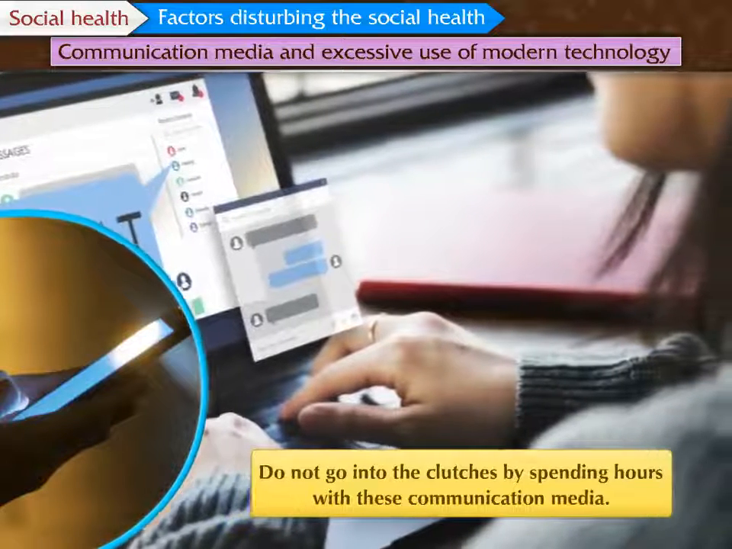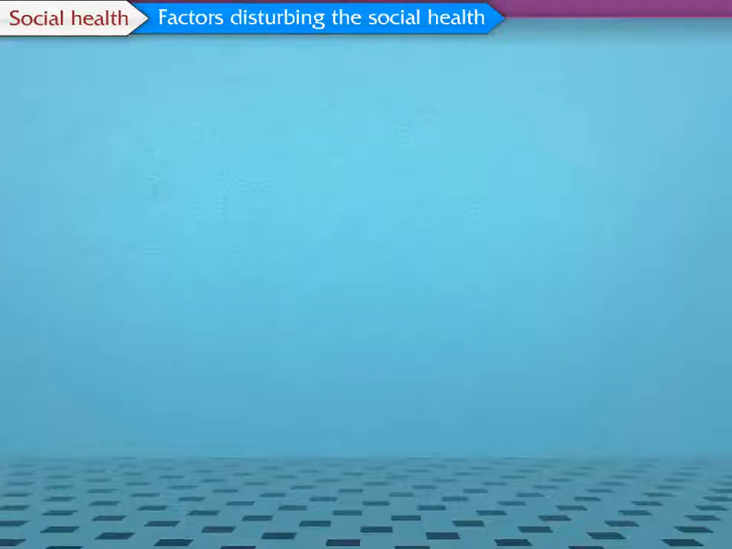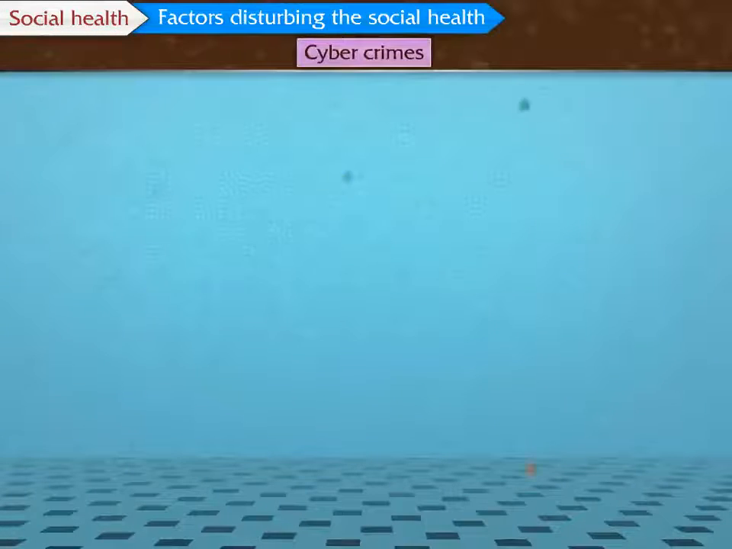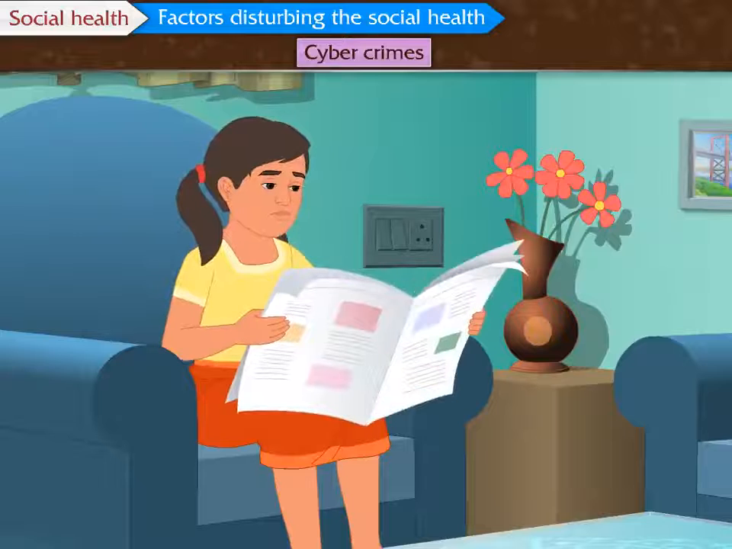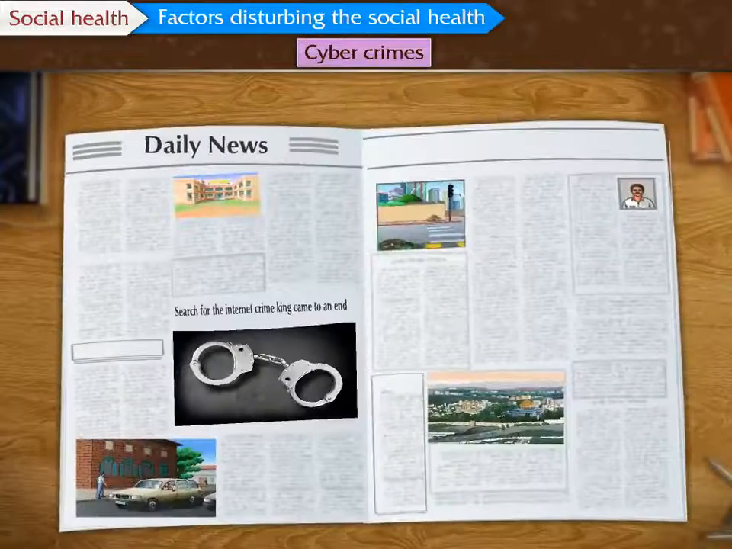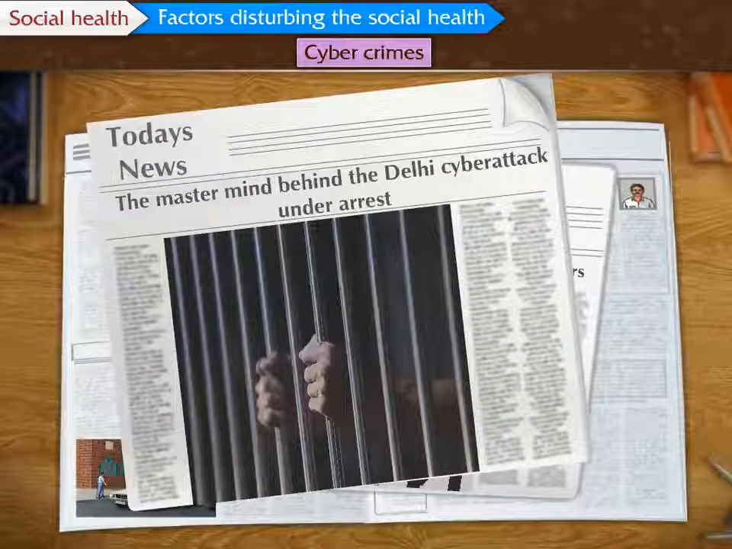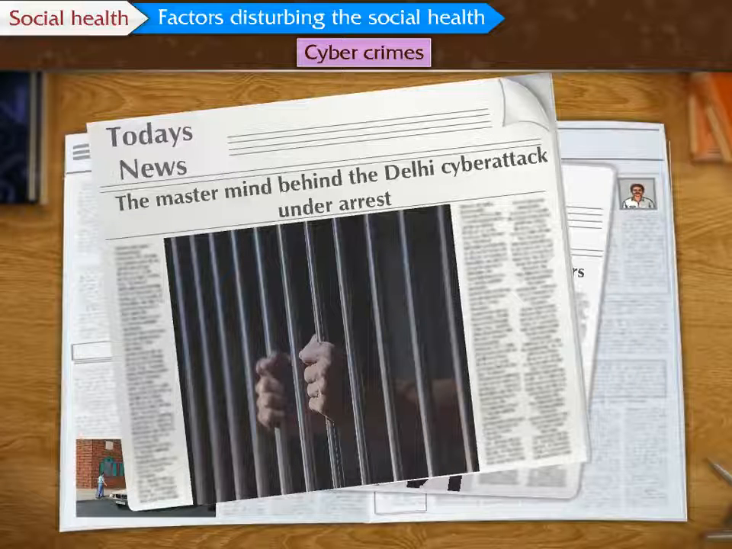Come, let us now proceed to the next part of the chapter. Cyber crimes. Nowadays, we read a lot about cyber crimes in the newspaper. There are many examples of cybercrime. The incidences shown over here are a few examples of cybercrime. Come, let us educate ourselves about cybercrimes.